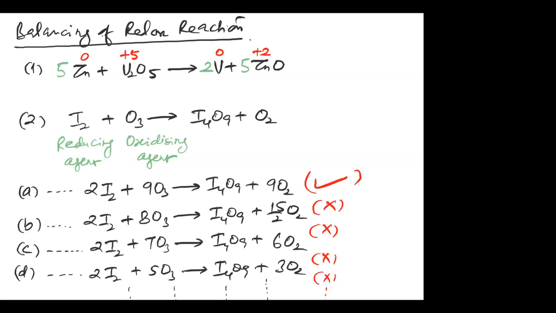So if we revise today's lecture, we have seen the definition of oxidation numbers. Then we saw the method to find oxidation number, and the rules for oxidation numbers. And then eventually we saw the definitions of reduction and oxidation. In the next class, we'll see balancing of redox reactions also.